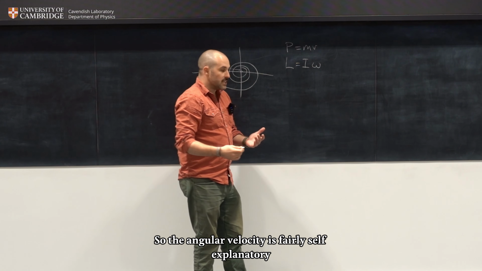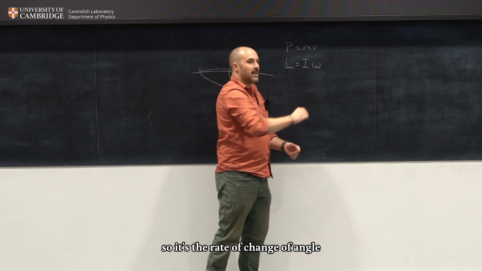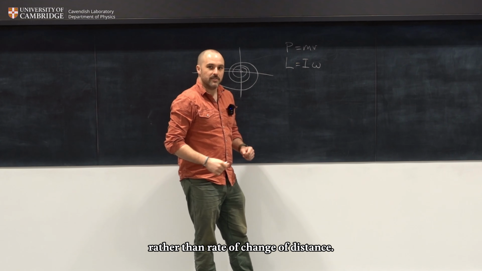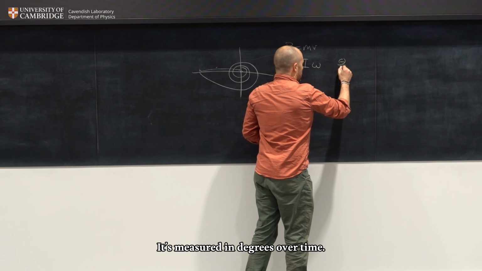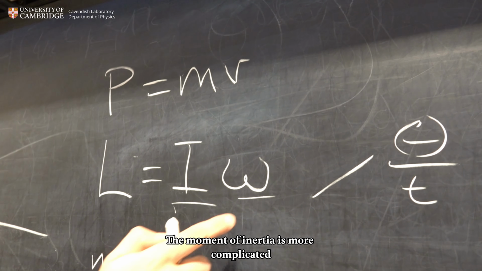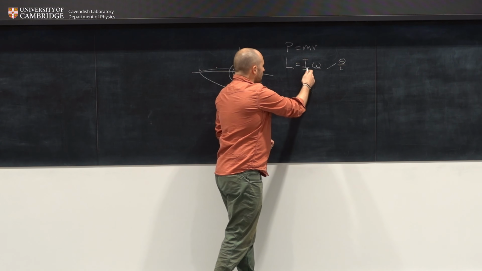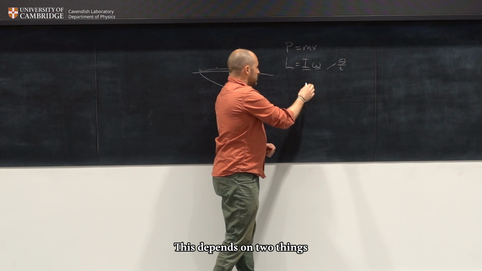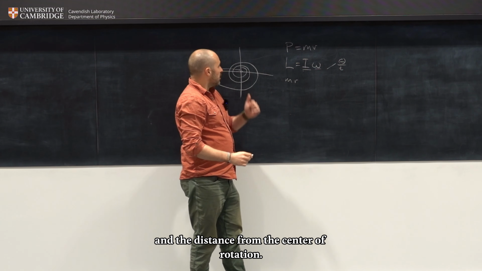So the angular velocity is fairly self-explanatory. It's the velocity as it goes round, so it's the rate of change of angle rather than rate of change of distance. It's measured in degrees over time, so that's angular momentum. The moment of inertia is more complicated and gets horrendously complicated when you get to undergraduate level and beyond. And this depends on 2 things. So it's the mass and the distance from the centre of rotation.